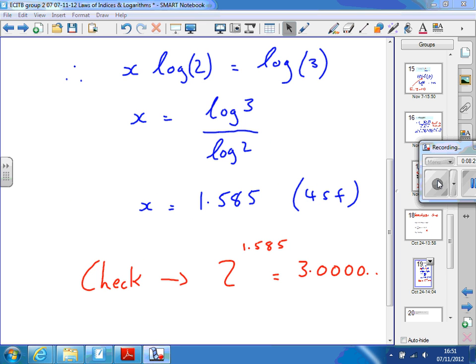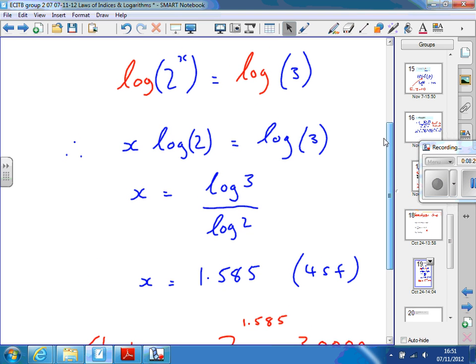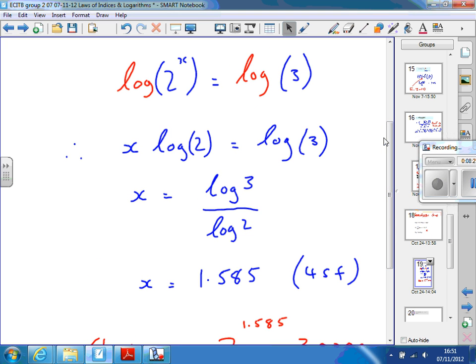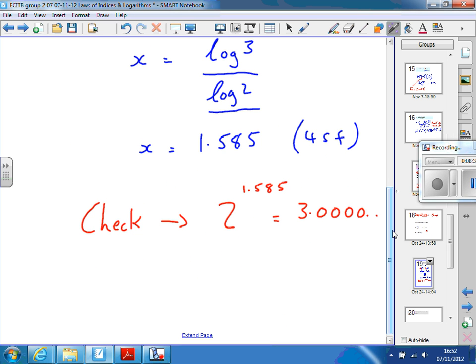So we work through this problem. Because I've used the laws of indices, I can bring the x down and turn it into a multiply, which is here. It's worth recapping it anyway, which means that now it's like a straightforward equation. I can divide both sides by log 2, so x equals 1.585. And as a check, put the numbers in and it works. Okay?